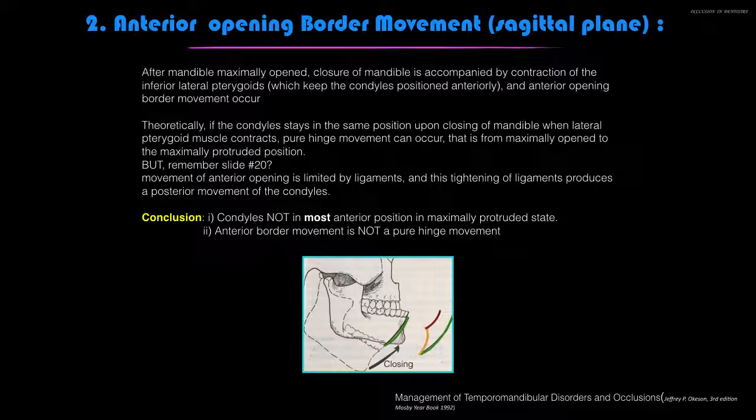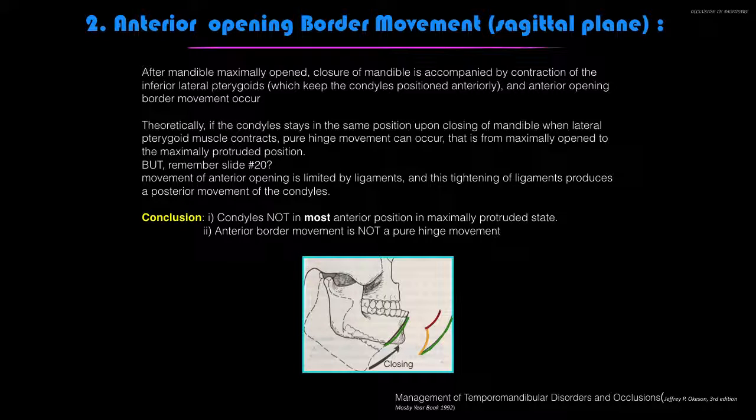Now let's talk about anterior opening border movement in the sagittal plane. After the mandible is maximally opened, closure of the mandible is accompanied by contraction of the inferior lateral pterygoids, which keep the condyles positioned anteriorly, and anterior opening border movement occurs. Theoretically, if the condyles stay in the same position upon closing of the mandible when the lateral pterygoid muscle contracts, pure hinge movement can occur, that is, from maximally open to the maximally protruded position.